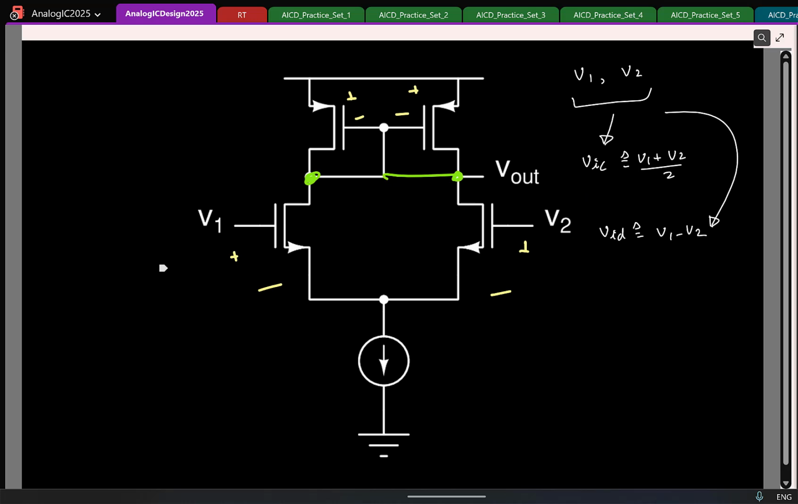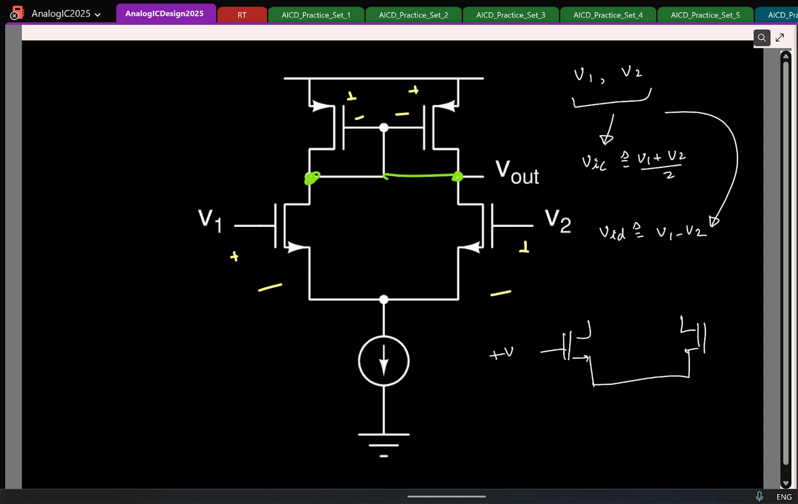Because here we are only using the fact that if these two voltages are not equal, we'll have a contradiction. So even for large signal, we can say that these two are equal and we can short it. Right?